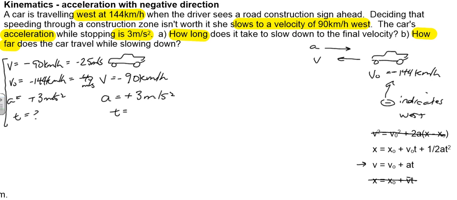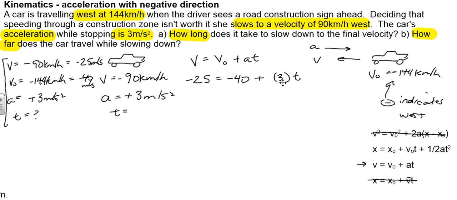So let's just plunk this up here. V equals V naught plus at. The final velocity was negative 25. Remember, it has to be meters per second. That's the key to this. The initial velocity was negative 40. The acceleration was 3. And the time is unknown.